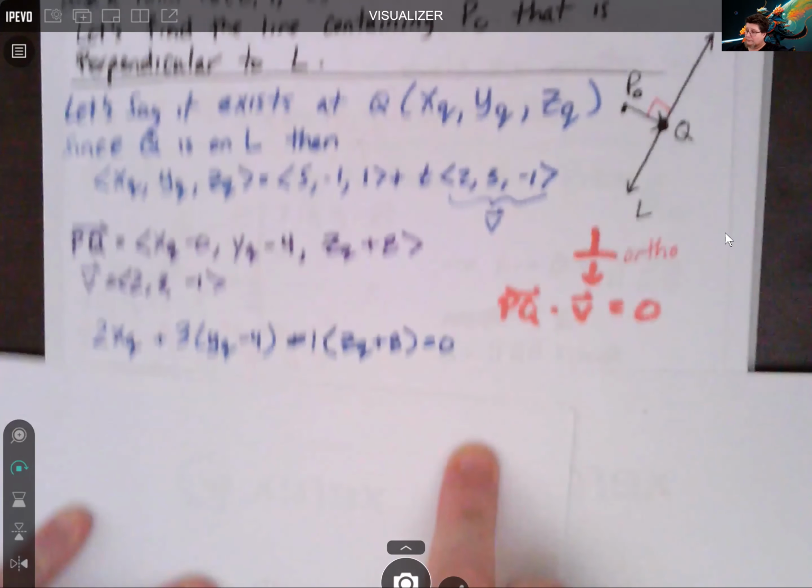14 minus 6 and -8 does equal 0. They are orthogonal, so PQ is a vector perpendicular to that line L. Now we just need to write it in terms of L. We can figure out the distance real quick if we wanted to. The distance from P to that line, the minimum distance.